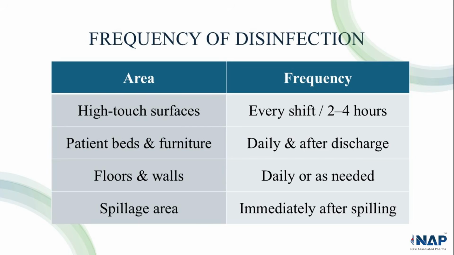Effective infection control depends not just on proper cleaning and disinfection techniques, but also on the frequency of disinfection. High-touch surfaces should be disinfected every 2 to 4 hours. Following the correct disinfection frequency ensures that microbes are consistently reduced, helping maintain a safe and hygienic healthcare environment for both patients and staff. Patient beds and furniture must be cleaned daily and after each patient discharge. Floors and walls should be disinfected daily or as needed. Any area with a spillage must be disinfected immediately.